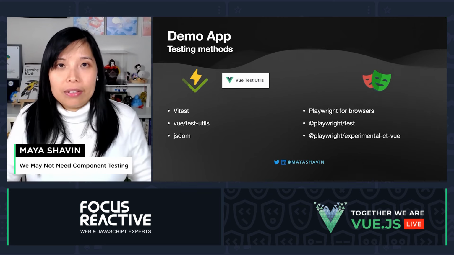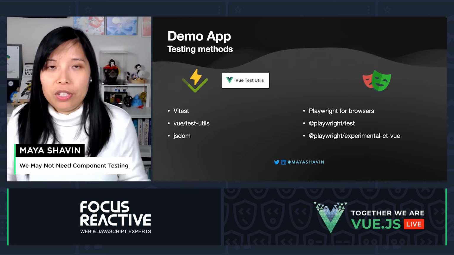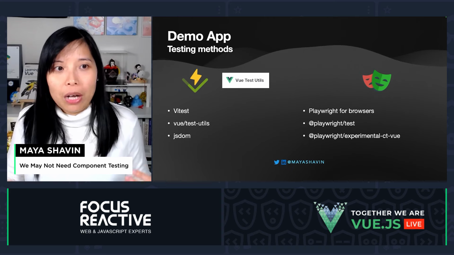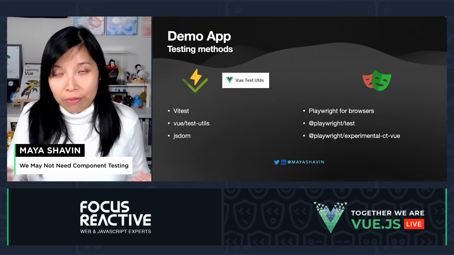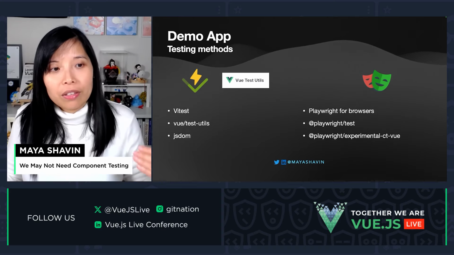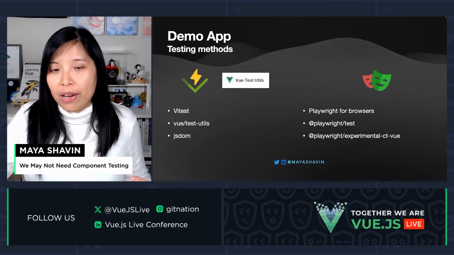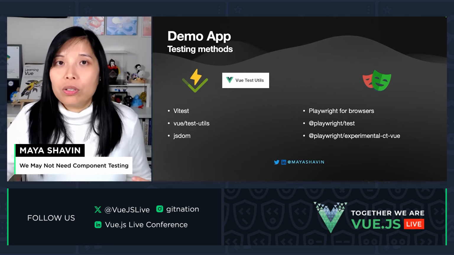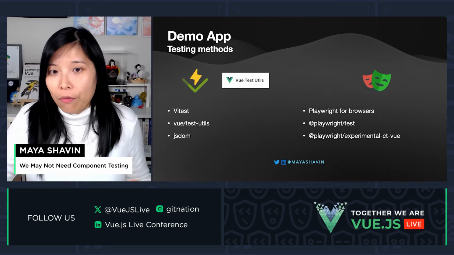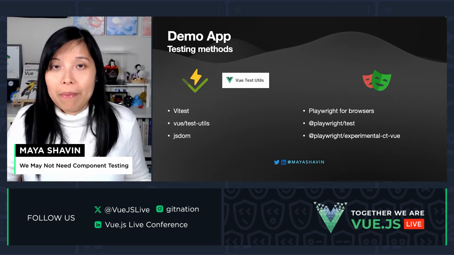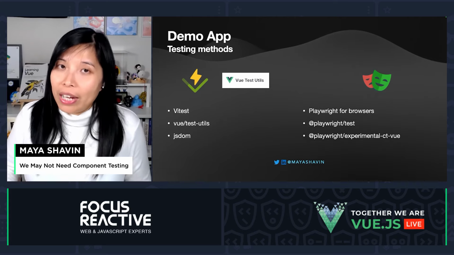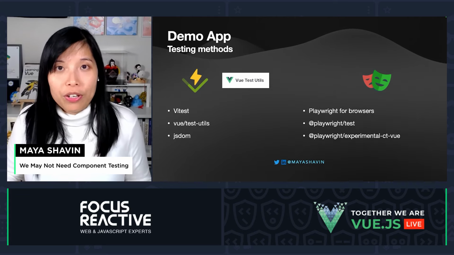And here are the packages that you need to install in your demo app in order to get the testing environment working. For Vitest: Vitest, Vue Test Utils, and JSDOM. For Playwright: Playwright experimental component testing for Vue and the Playwright main package. With that, we are ready for our demo app.